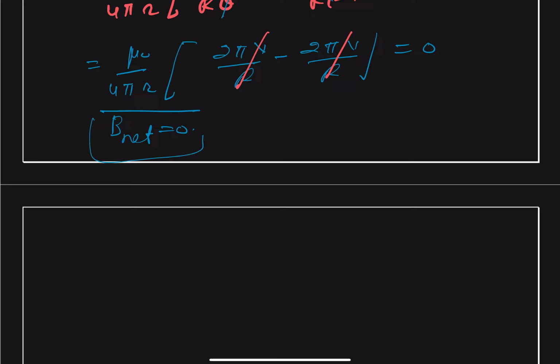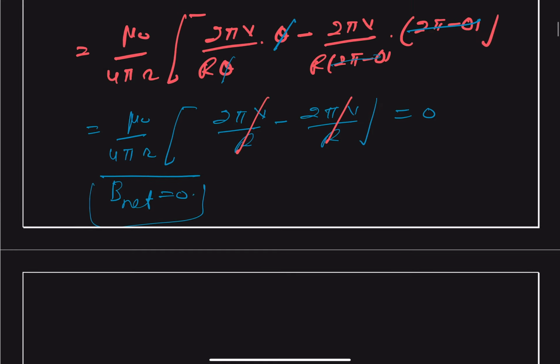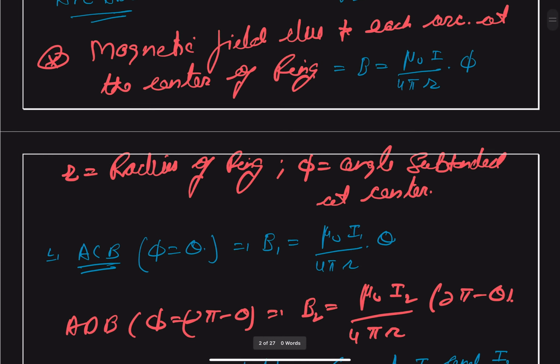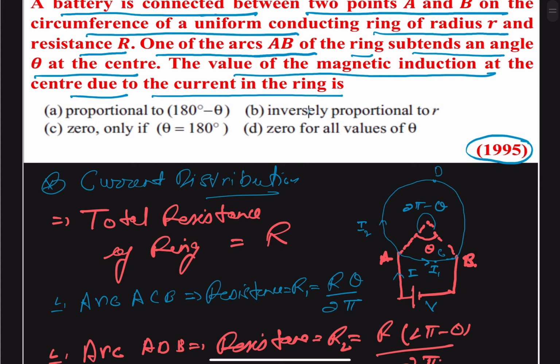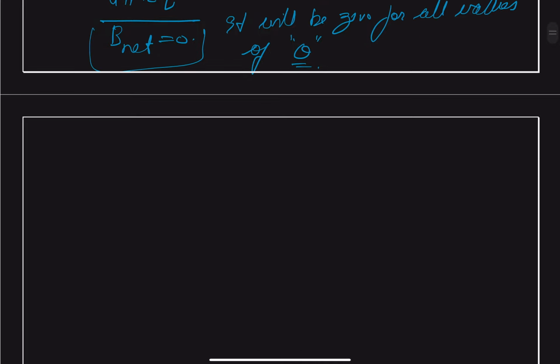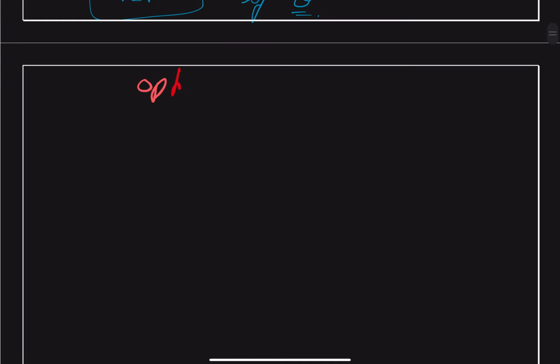And this net equation we can also understand is independent of theta. So we can say it will be 0 for all values of theta. Therefore, option D is the correct option.